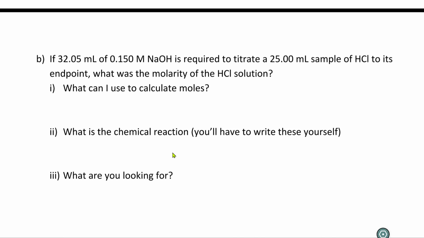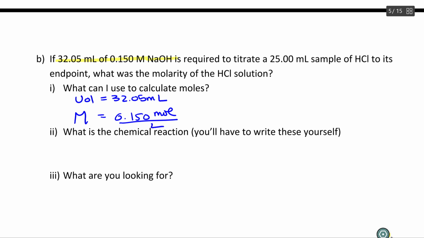If you look, I have a volume and a molarity of NaOH, so this can be used to calculate moles. That's what I'm going to write here: I have volume and molarity of NaOH. And molarity, this is the moles per liter, that's a big M, sorry. That's 0.150 moles per liter. Remember, that's the way I told you to write that in the previous chapter.